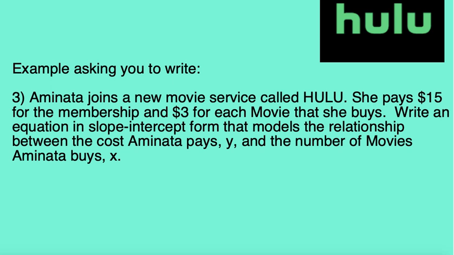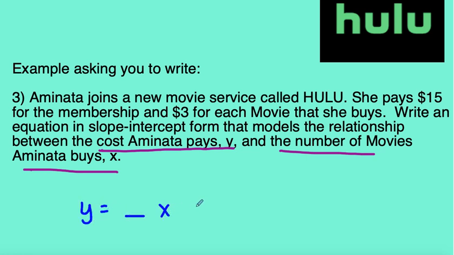So let's look. Aminata joins a new movie service called Hulu. She pays $15 for the membership and $3 for each movie that she buys. Write an equation in slope-intercept form that models the relationship between the cost she pays, Y, so they're telling me that Y is my cost, and the number of movies she buys, which is X. Okay, so we want something in Y equals MX plus B. So we need our changing value and our starting amount. Well, it looks like our starting amount is 15. That's the amount she pays just for the membership. And for each movie, that for each is telling me a rate of change, she's paying $3.